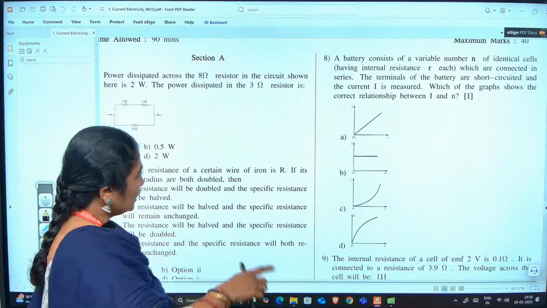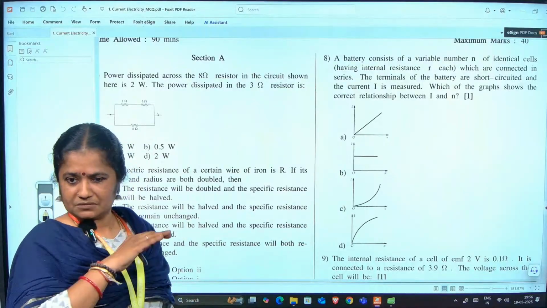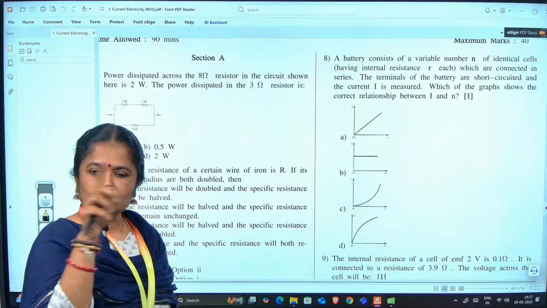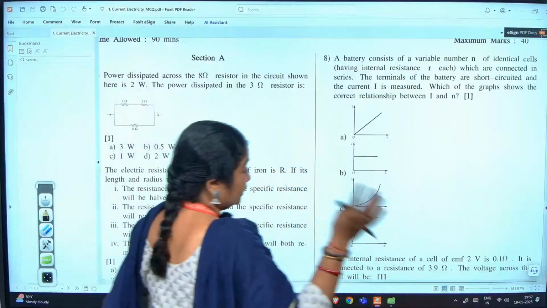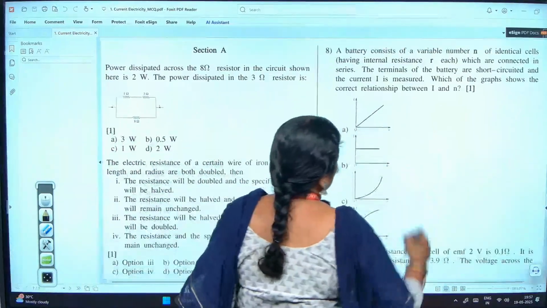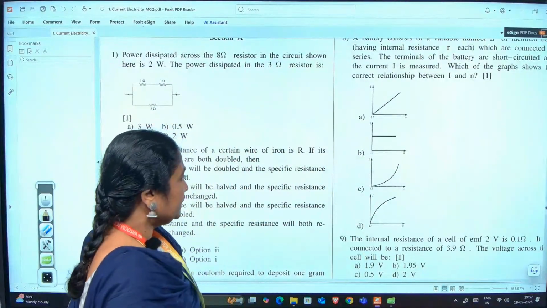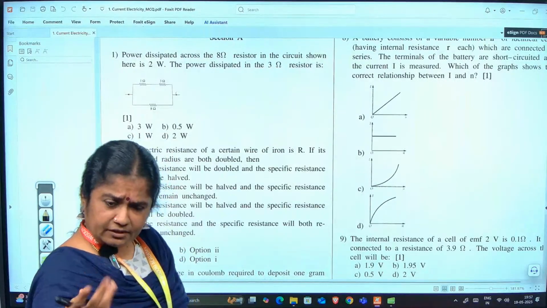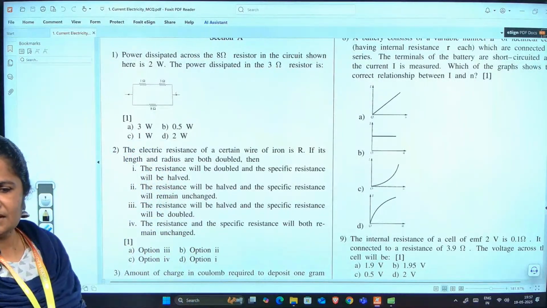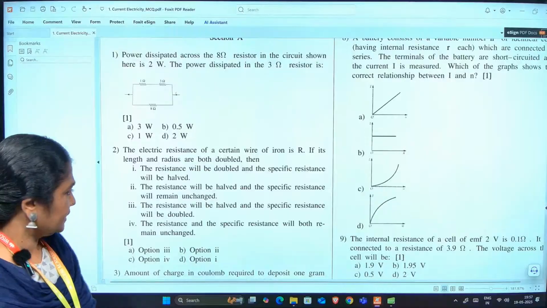So however many cells we add, the current will be the same. However many cells you connect, because you have shorted the two terminals, the answer will be B. Whatever be the number of cells, the resistance will not affect it. The current will be same.